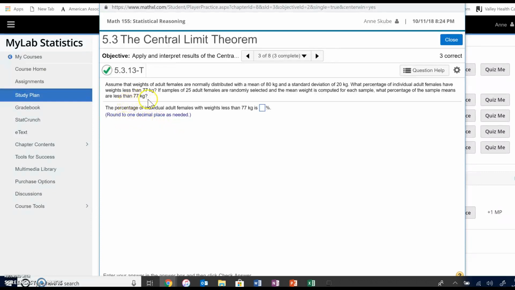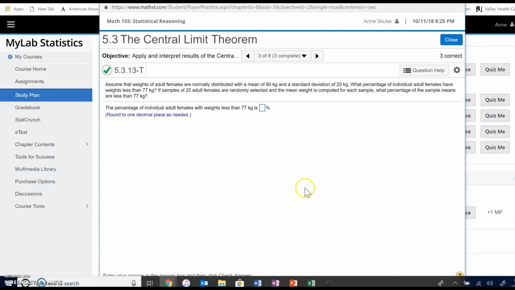Assume that weights of all adult females are normally distributed with a mean of 80 kilos and a standard deviation of 20 kilos. What percentage of individual adult females have weights less than 77 kilograms? And so that's the first question we are going to answer. The percentage of individual adult females with weights less than 77 kilograms is.